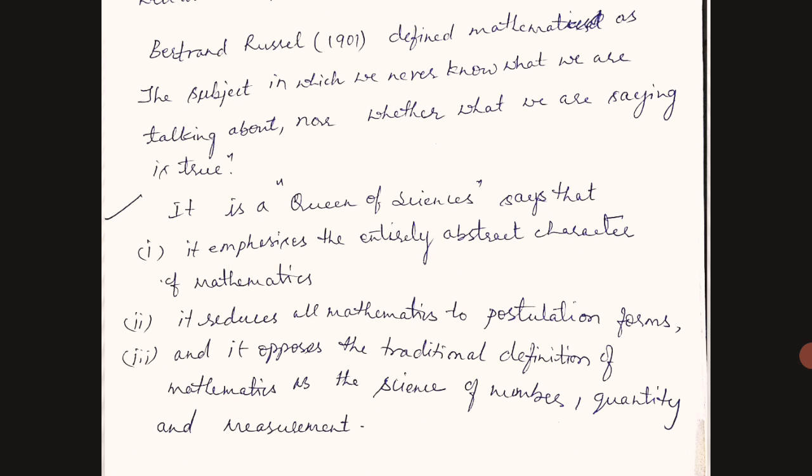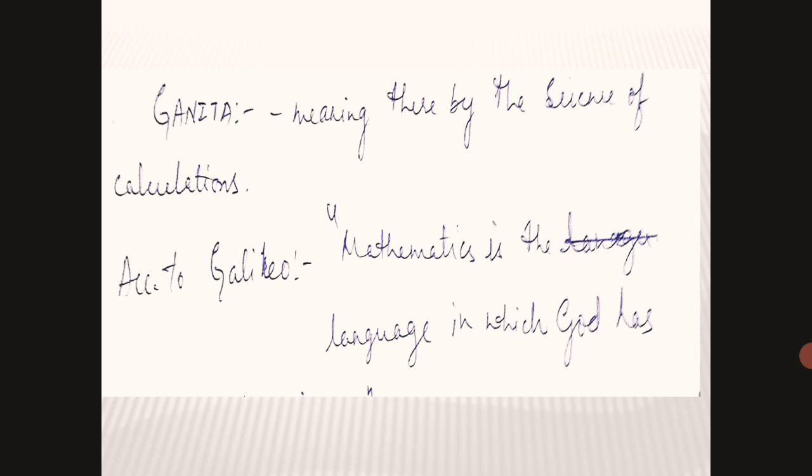So in that way, the Russell definitions can be analyzed. And in Ganit, I have already said, Ganit means thereby the science of calculation. It is a simple meaning about the subject mathematics. Earlier it was termed as a science of calculations only. According to Galileo, I think he has given a wonderful definition about mathematics. Mathematics is a language in which God has written the whole universe. I think this is a wonderful definition given by Galileo.